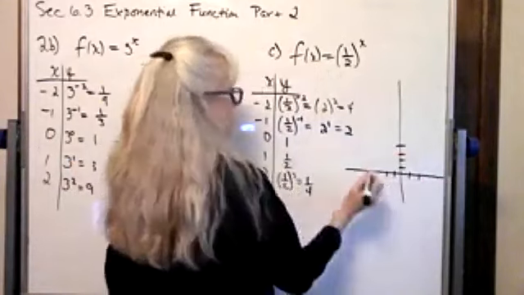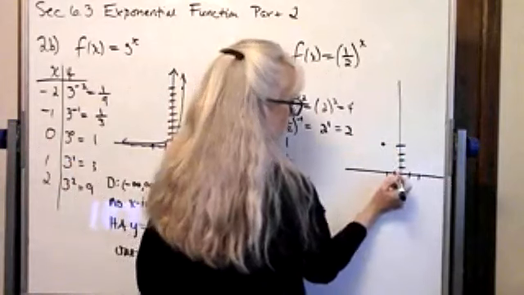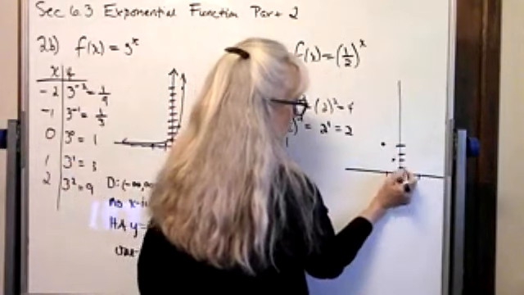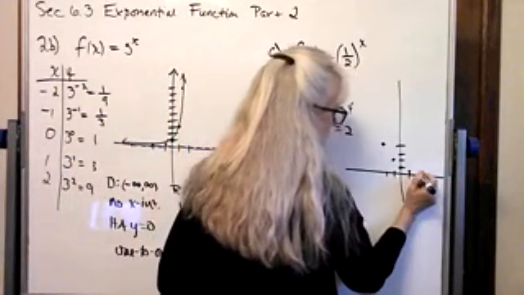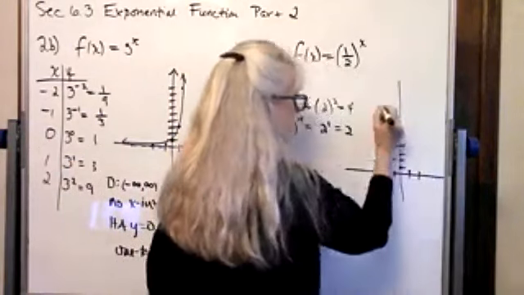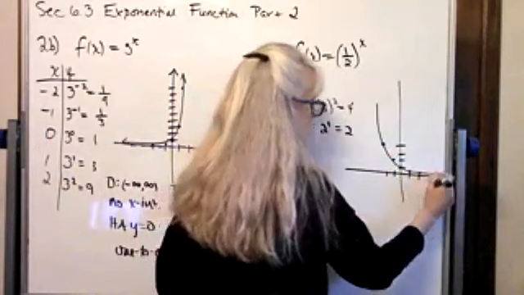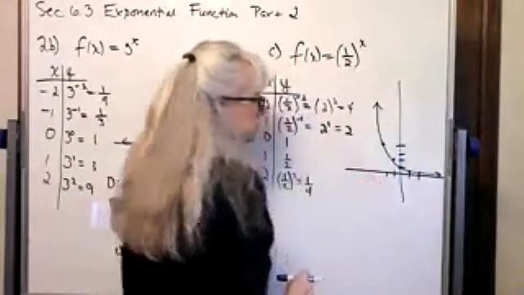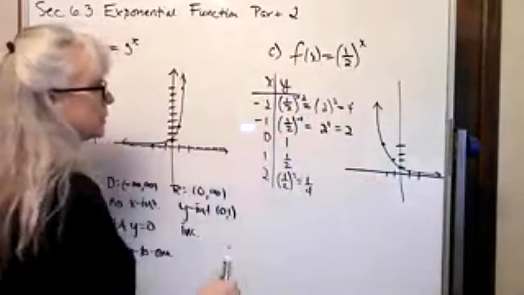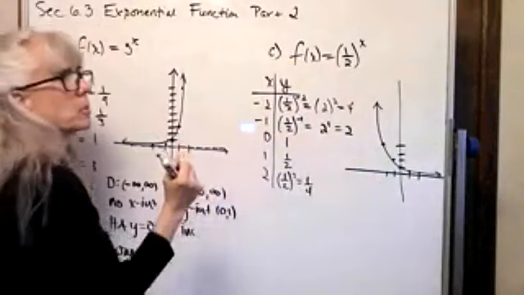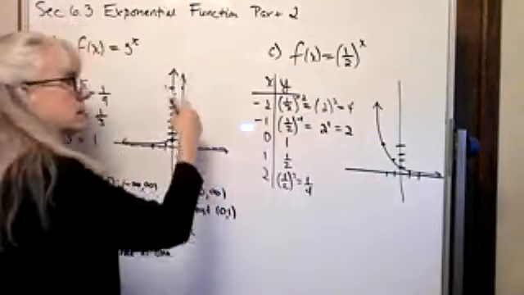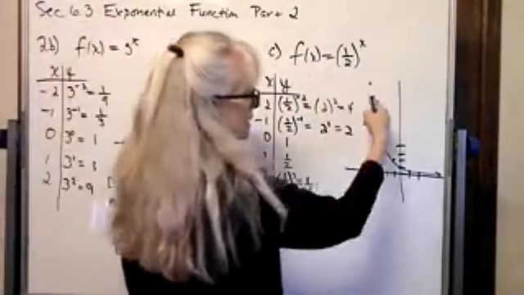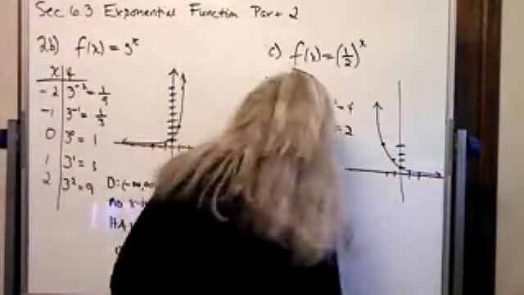Okay, so we have -2, we're up at 4. At -1, we're up at 2. We still have (0, 1). At +1, we're at 1/2, and at +2, we're at 1/4. So it comes in and does this kind of shape. Wow. So when we had a base that was greater than 1, it's increasing. But notice that now that the base is less than 1, it's decreasing.